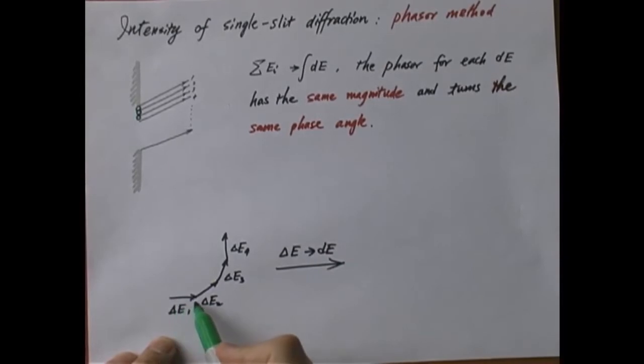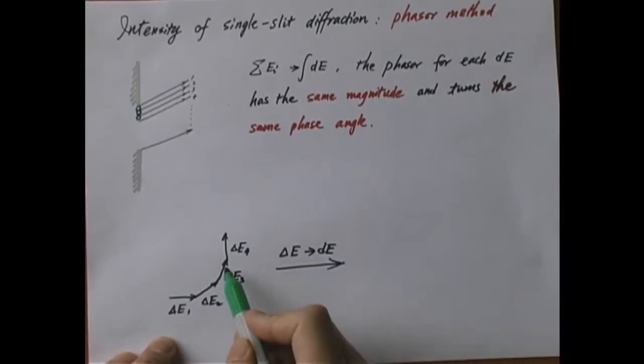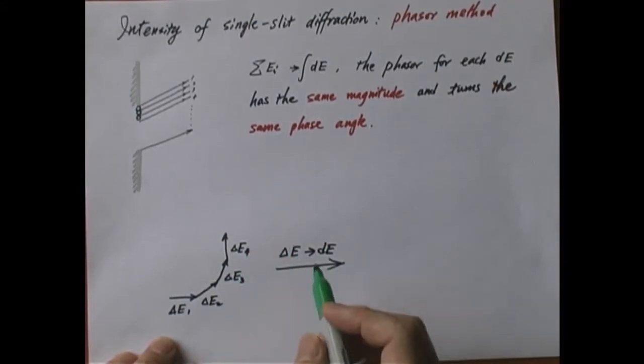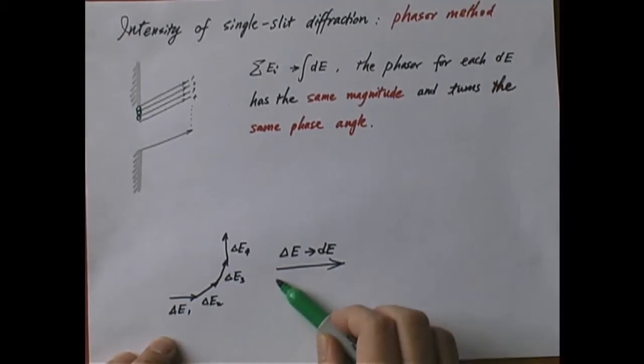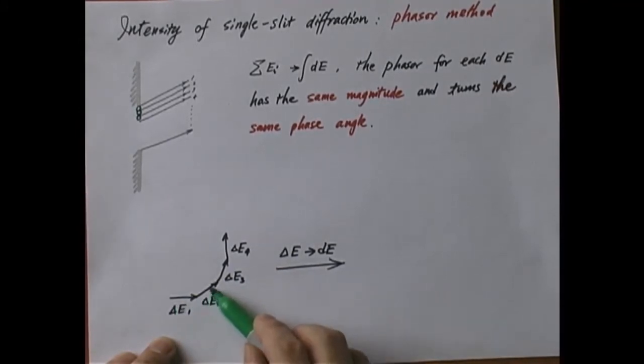In other words, you start with delta E1, and as you turn to delta E2, you go through a tiny phase difference, and you turn from delta E2 to delta E3, you go through the same tiny phase difference. Then going from delta E3 to delta E4, you once again go through the same tiny difference. Every time you have to turn the same small angle. So the phasor is turned uniformly like this. Plus, the length is extremely small.